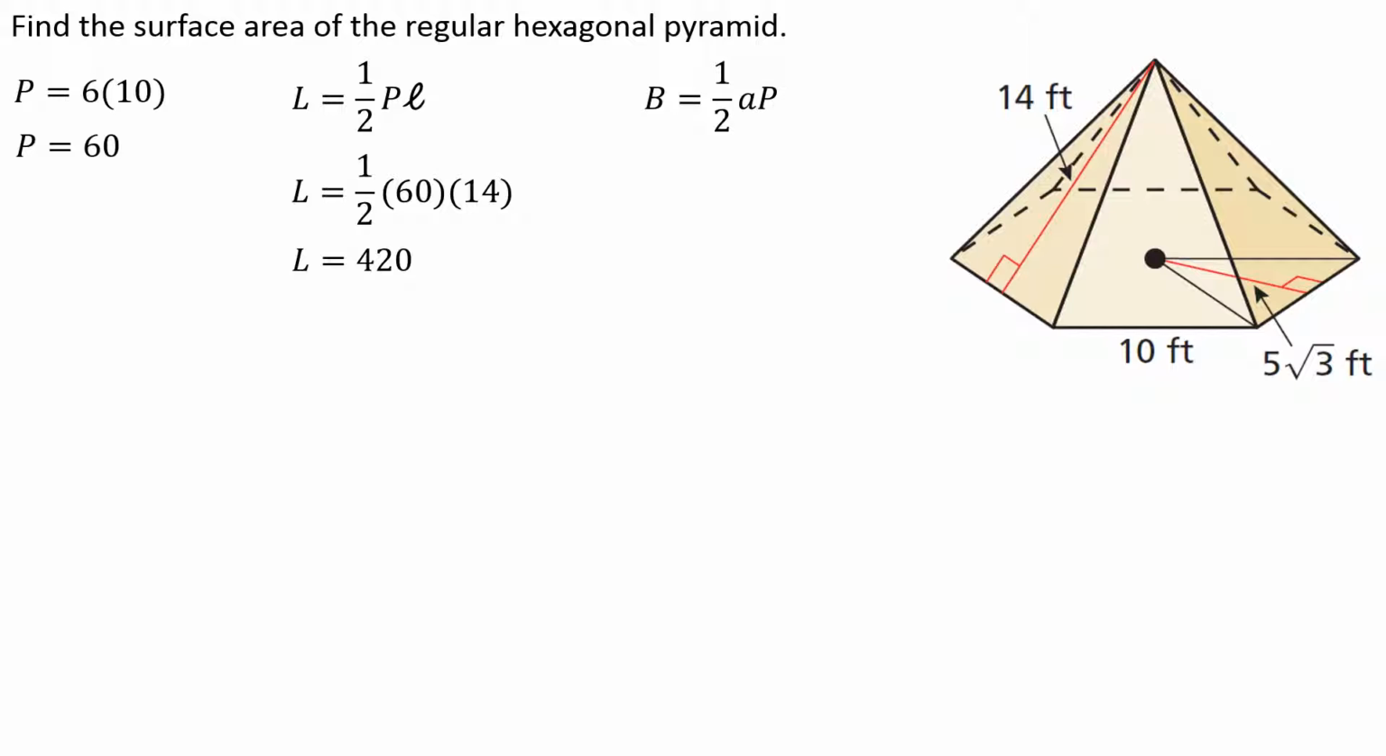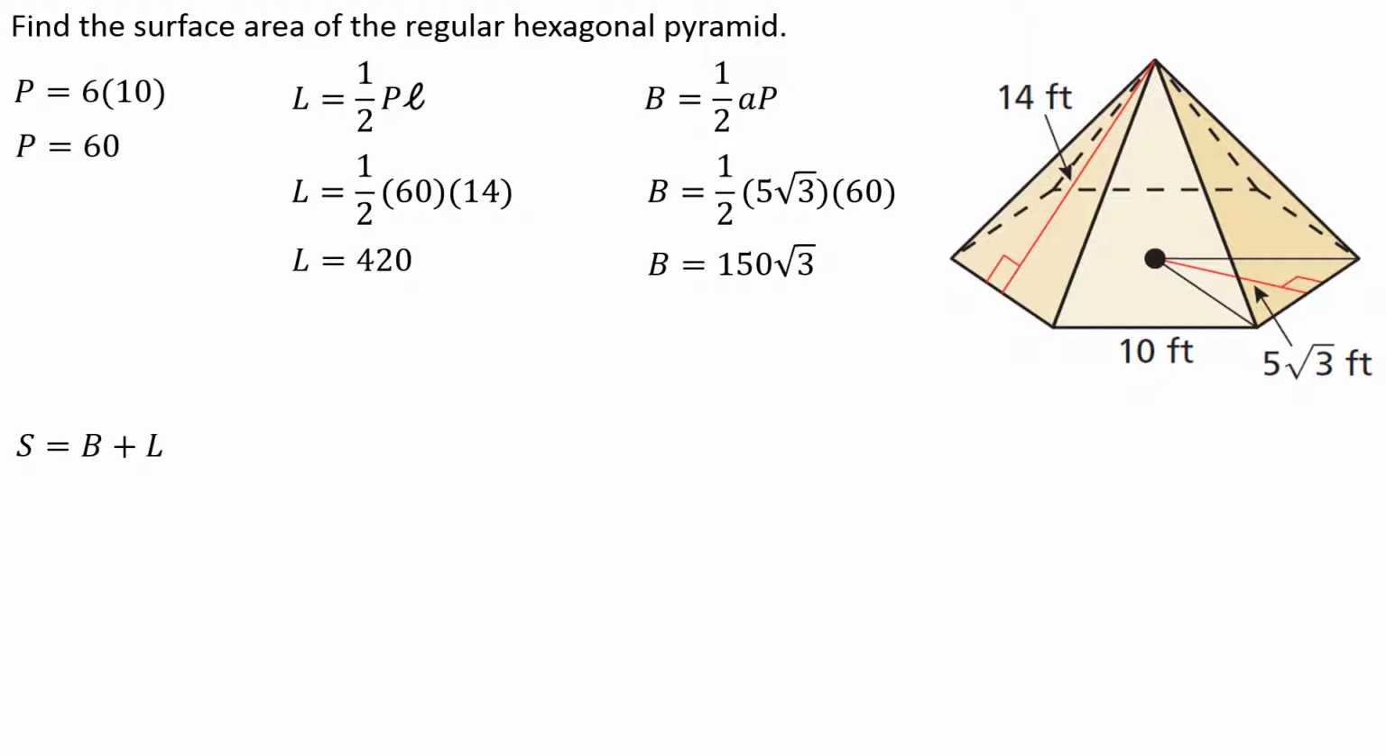Area of the base. It's a regular polygon, so it's 1/2 times the apothem times the perimeter. Thankfully, they gave us the apothem of 5√3. So it's 1/2 times 5√3 times 60. Of course, half of 60 is 30. 5 times 30 is 150. So I've got 150√3 for the base.